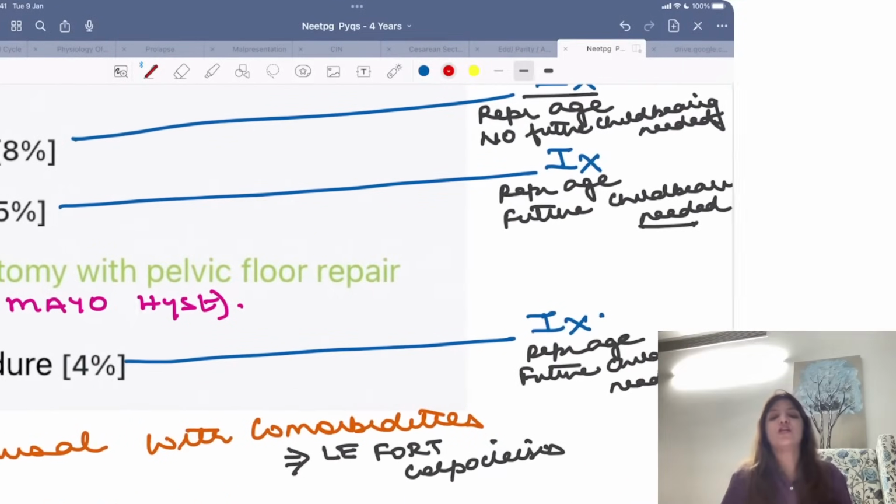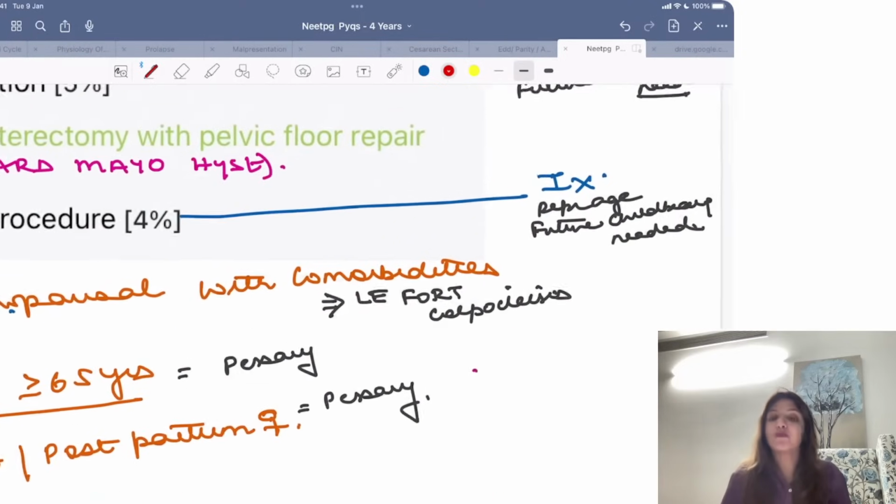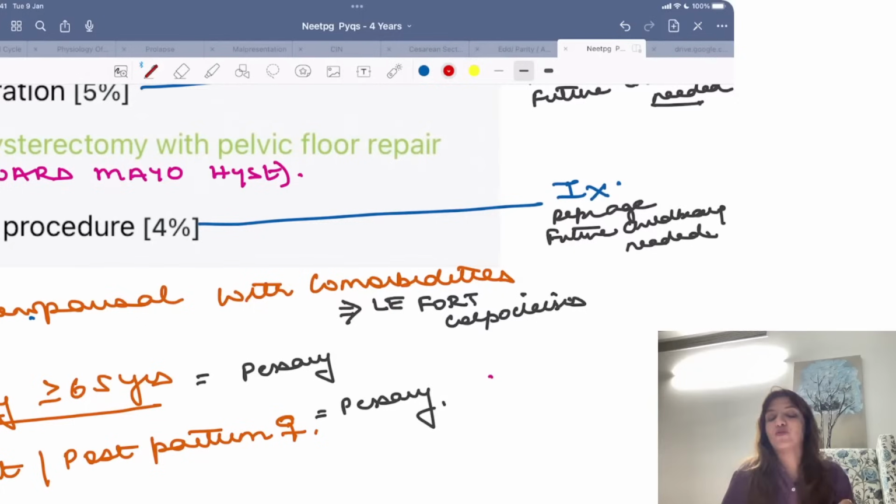Sling surgery is for a reproductive age female who wants future childbearing. For them, the answer is sling surgery. Shirodkar procedure is also for reproductive age females who want future children. But then the best surgery for a female who is reproductive age, who has uterine prolapse and who wants future childbearing, the best answer is sling surgery, not Shirodkar. Shirodkar is also done in them, but then Shirodkar is not the best answer.